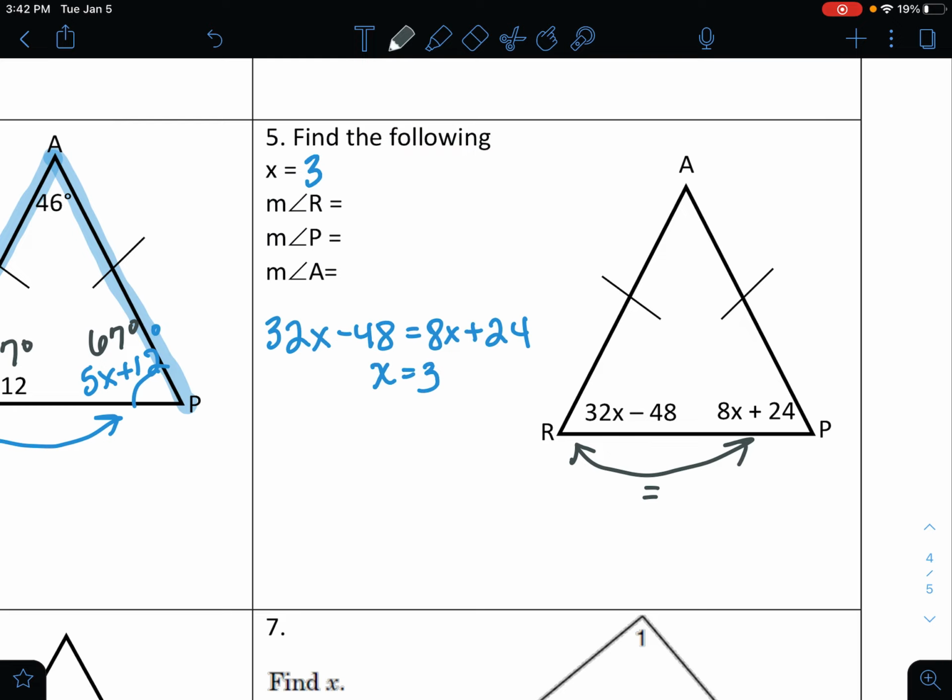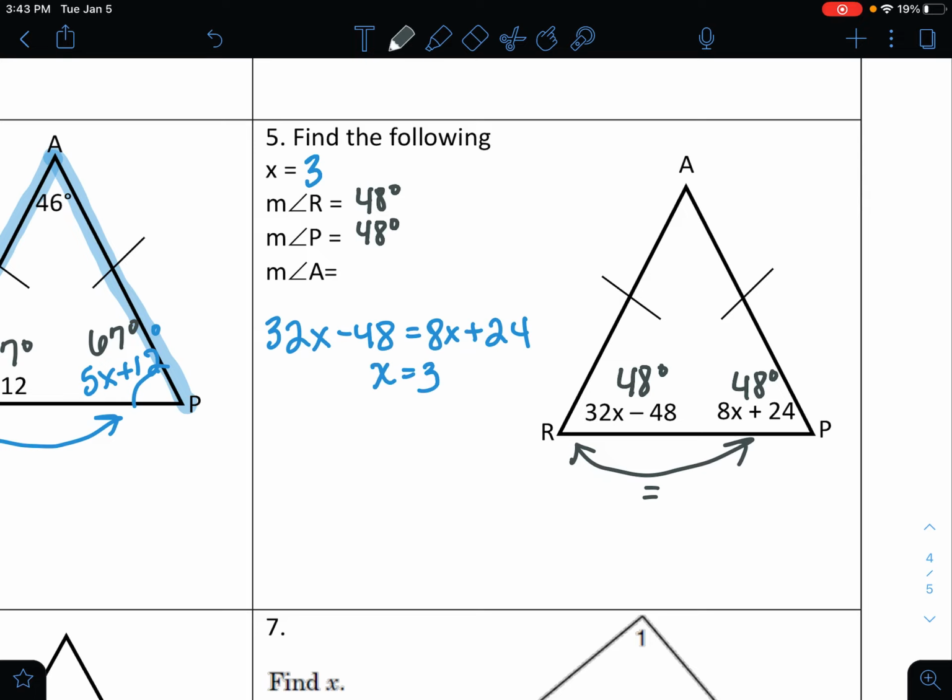Let's see. So we have 3 times 32 minus 48. So we have to plug in the 3 for x. So 3 times 32 minus 48 is 48 degrees. And then 8 times 3 plus 24 is 48 degrees. And it is no coincidence that these two are equal because this is an isosceles triangle. So R is 48 degrees. P is 48 degrees. How do we figure out that top angle?